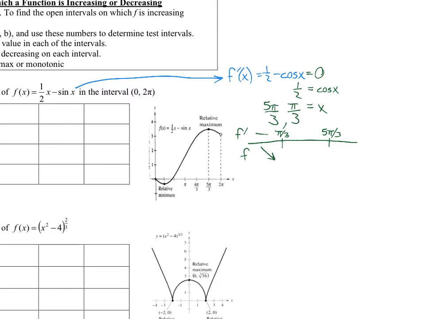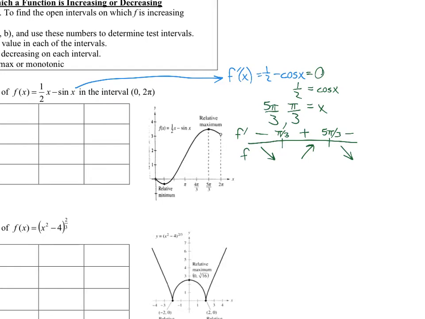And then between those two, I can pick anything like pi. Cosine of pi is a negative 1. So a half minus a negative 1 is positive 1.5. So I'm increasing here. And then if I plug in something bigger than 5 pi over 3, like maybe 11 pi over 6, cosine of 11 pi over 6 is root 3 over 2 again. A half minus root 3 over 2 is still negative, so I'm decreasing again.